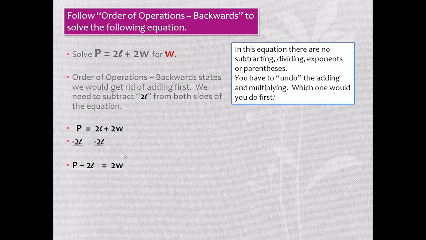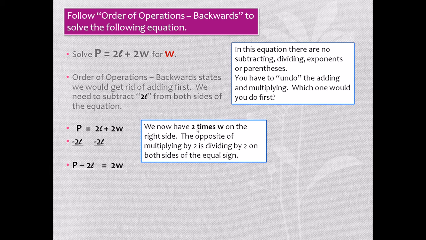So I'm getting closer. The W is not alone yet. It's still hanging with the 2. It's like, no, don't let me go. But now we have 2 times W on the right side. How do you get rid of multiplying by 2? Well, you divide by 2. So we're going to divide this whole side by 2 and the other side of the equal sign by 2.